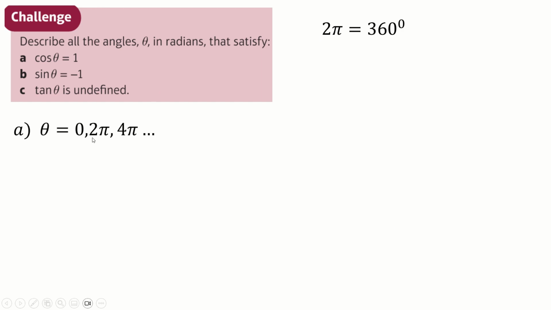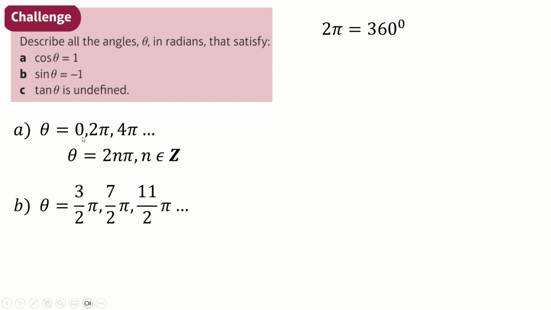But anyway, that's not good enough to describe all angles with no actual bound to them. So we're going to write this as 2n pi, where n is some integer number. It's just every time you arrive at an even pi. Of course, remember, you can also do minus 2 pi and minus 4 pi, but I think this will be good enough. Sine theta is minus 1.